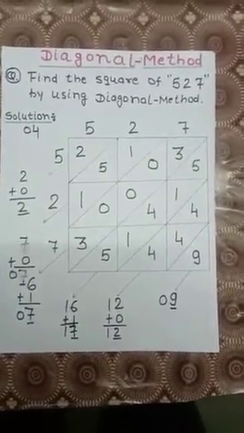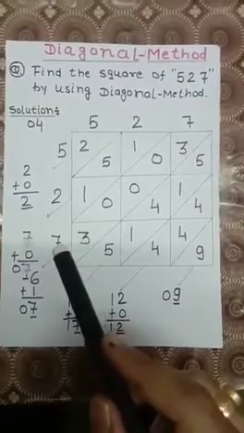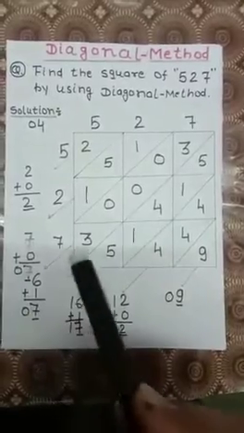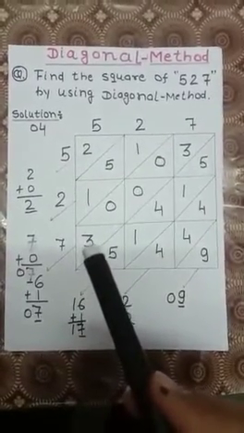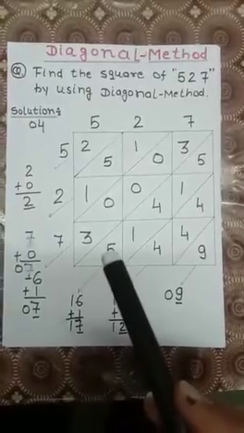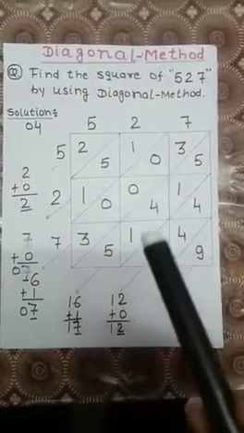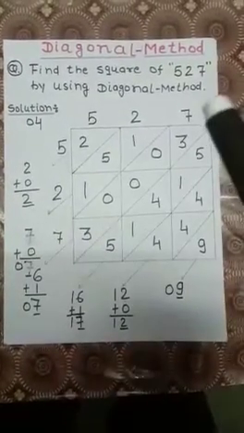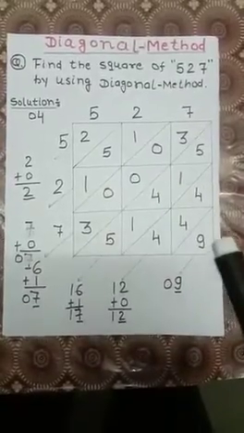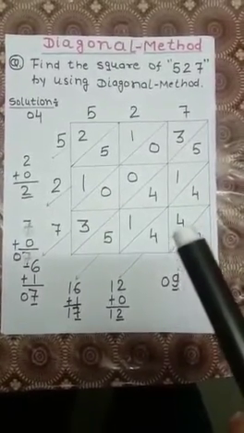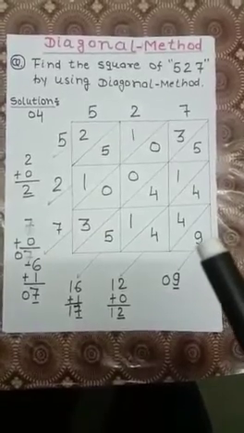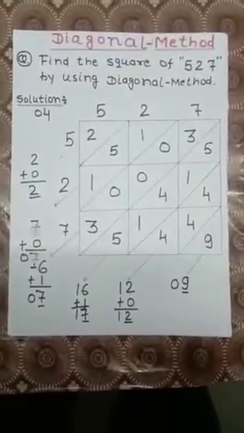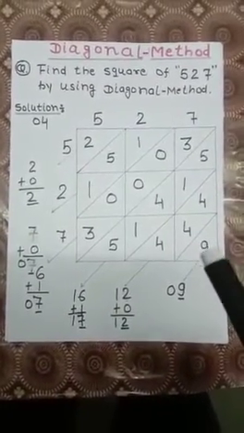Okay, now you have to multiply 7 with all the three numbers. 7 into 5, 7 5s are 35. From 35 you have to write 3 here on the upper side and 5 here on the lower side. Now 7 into 2, 14. From 14 you have to write 1 here and 4 here. Now you have to multiply 7 with this 7. 7 sevens are 49. From 49 you have to write 4 here on the upper side and 9 here on the lower side of the diagonal. Now, this is the multiplication part of the diagonal method.